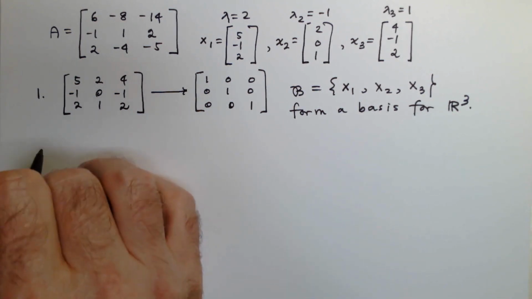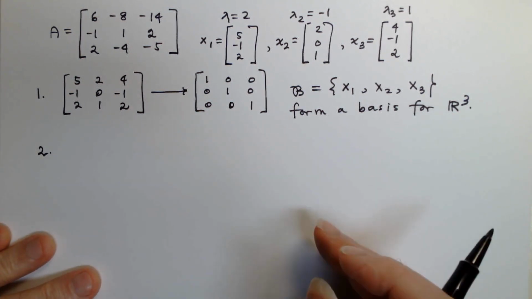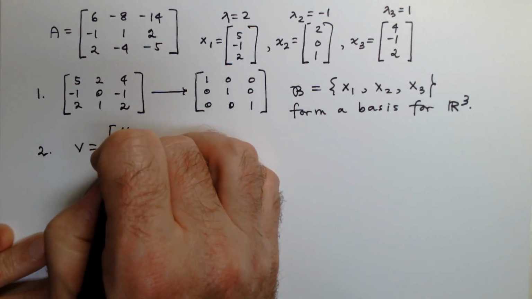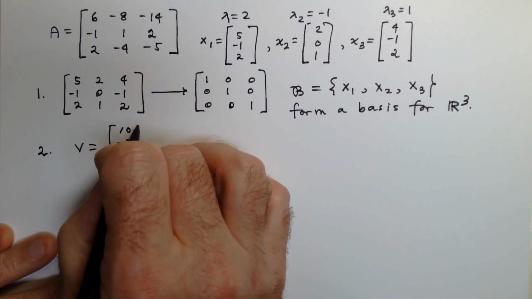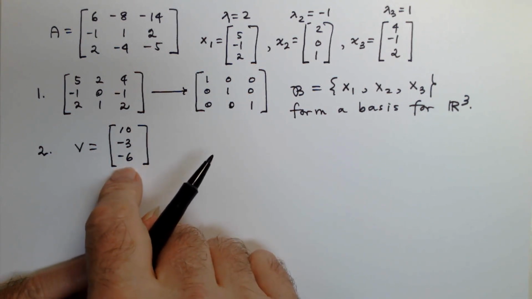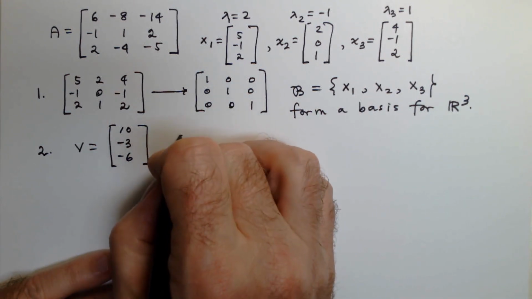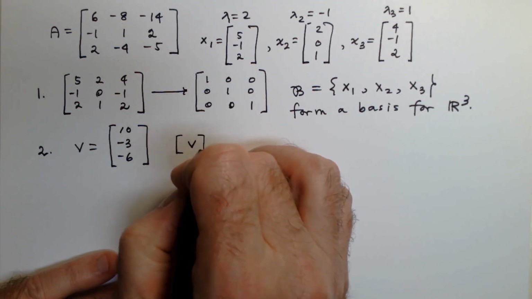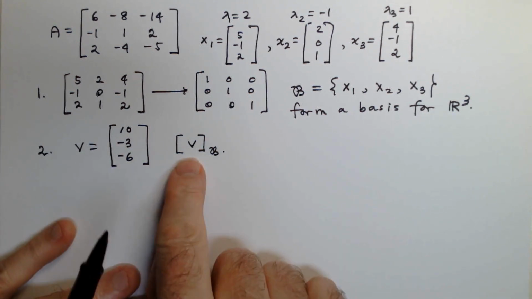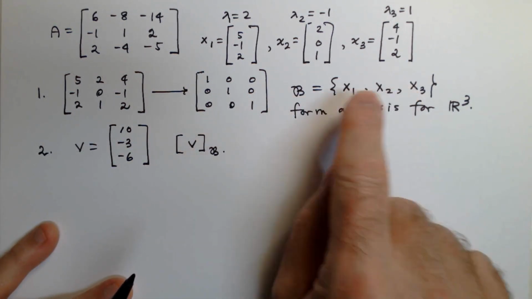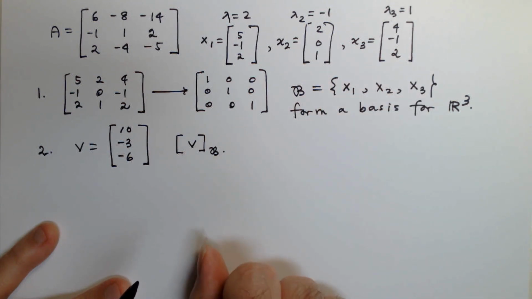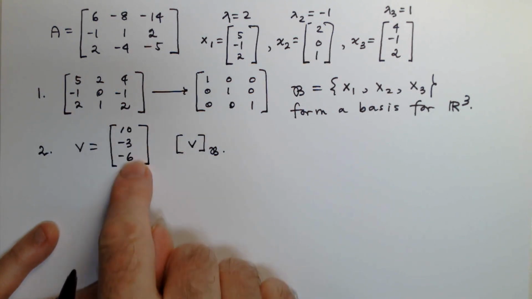Now in the second part of the problem, we've been given a very specific vector. In this case, the vector v has components 10, -3, and -6. And we've been asked first to work out the coordinates of v relative to this basis. So notationally, we're being asked to compute the coordinates of v relative to B. But we can think of this as a spanning problem, right? Really, this is just asking us to find the coefficients of x1, x2, and x3 such that the corresponding linear combination of x1, x2, and x3 would bring us to this vector v.